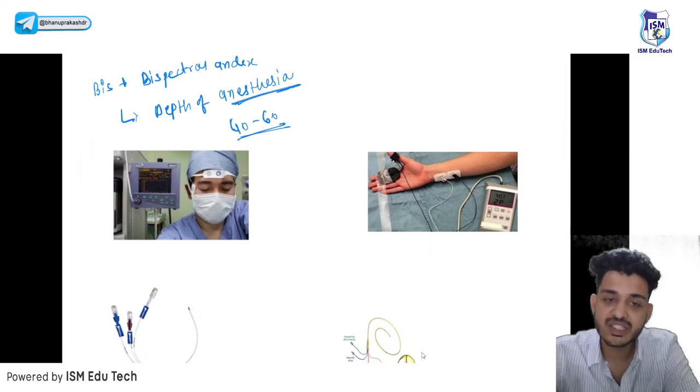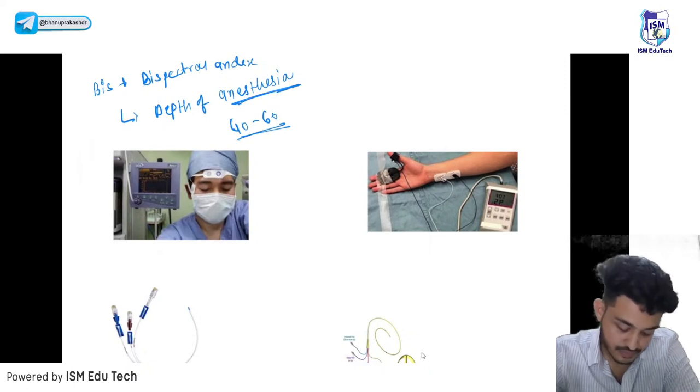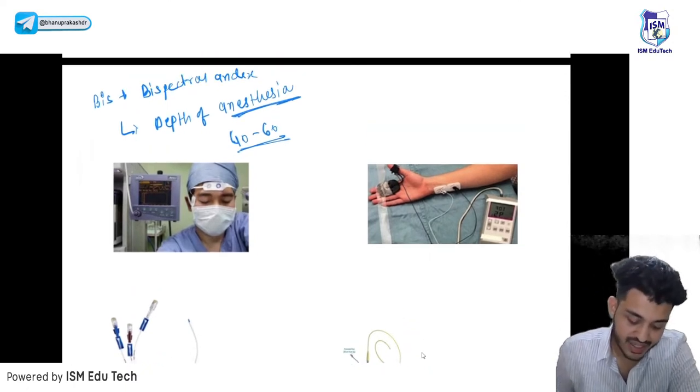100 means the patient is fully awake. 0 means the patient is comatose. That is your BIS.